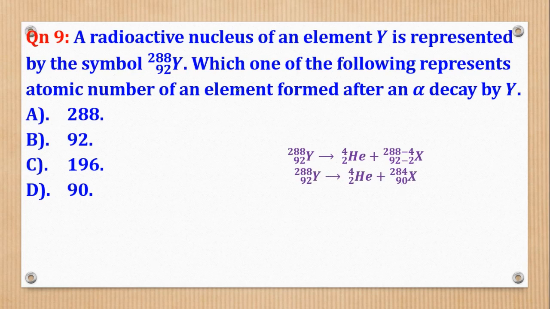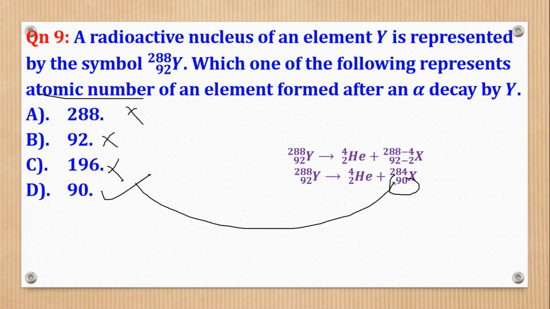The question was, which one of the following represents the atomic number? So we look for 90. This is not okay, this is not okay, this is not okay. The correct answer is 90.